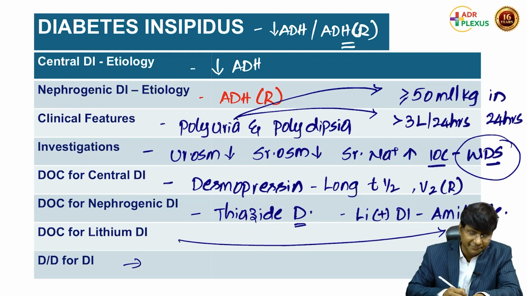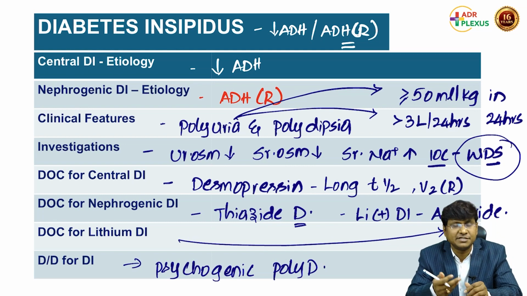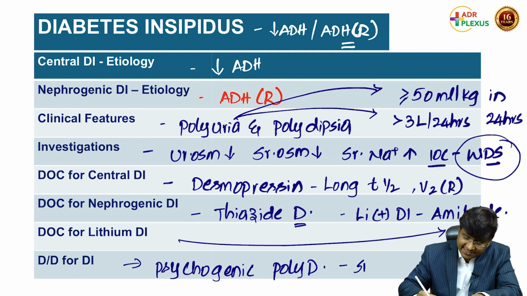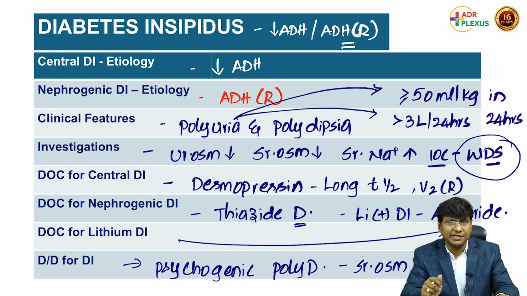Then what exactly is the differential diagnosis for diabetes insipidus? That will be psychogenic polydipsia. So how will you be able to differentiate psychogenic polydipsia from diabetes insipidus? Because these patients also have polyuria and polydipsia. In these patients, the serum osmolality is reduced and even the urine osmolality also will be reduced. That is what you will observe in case of psychogenic polydipsia.